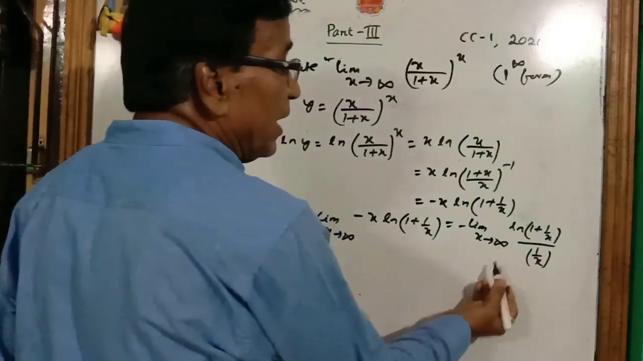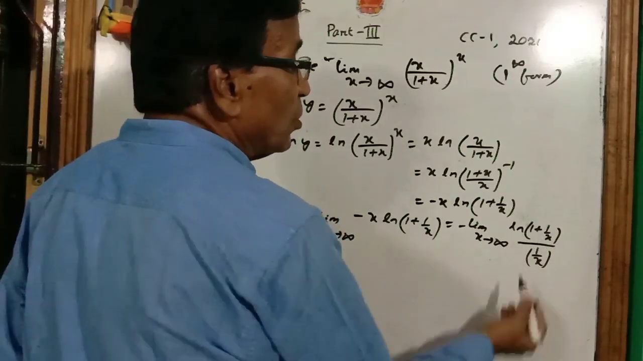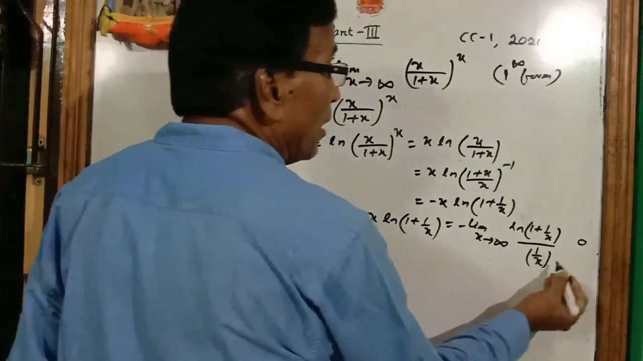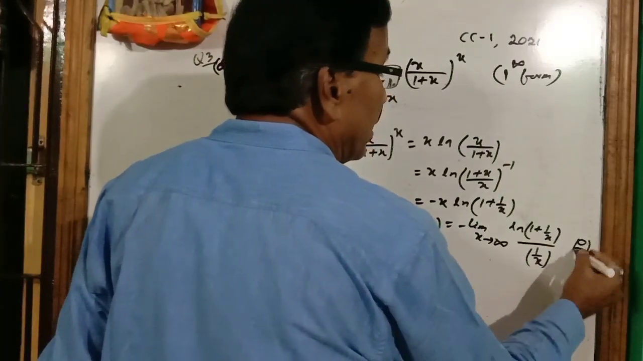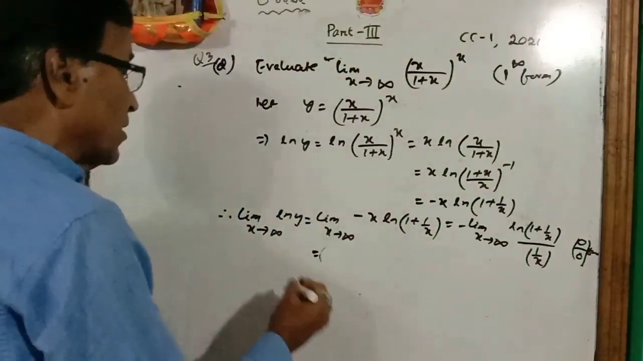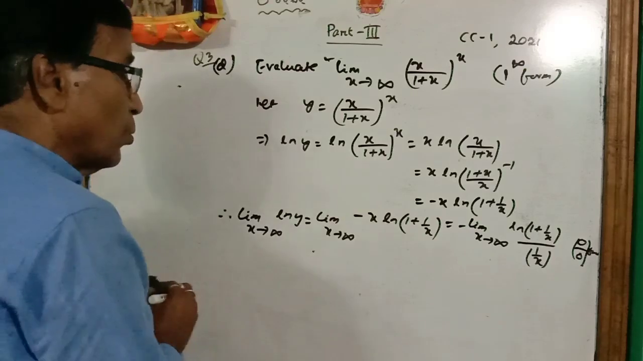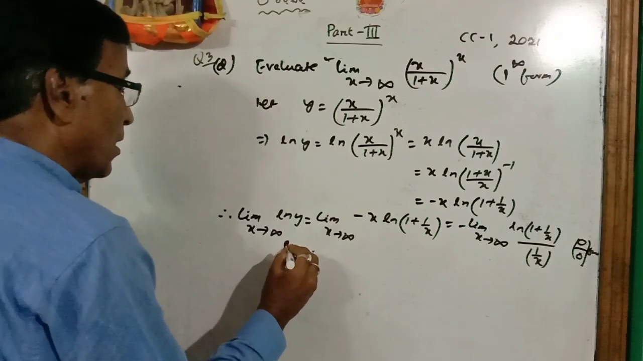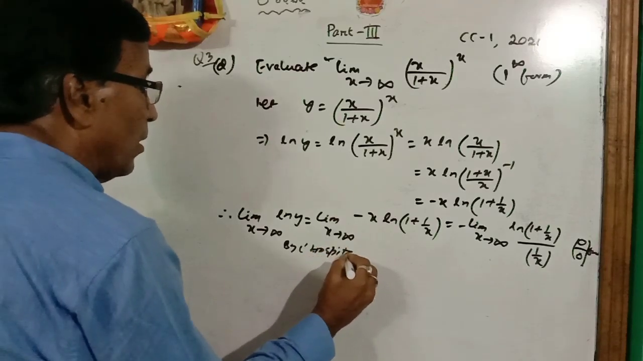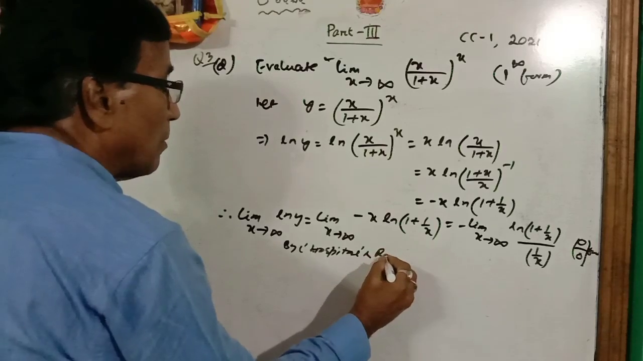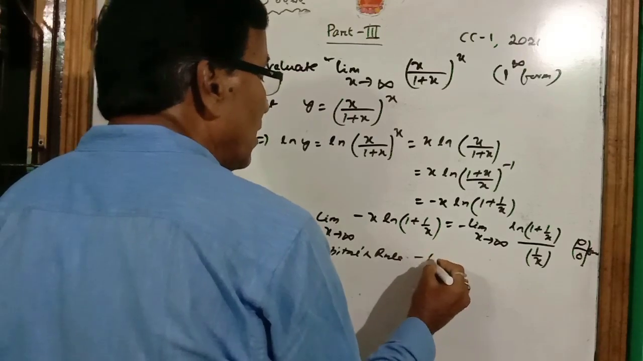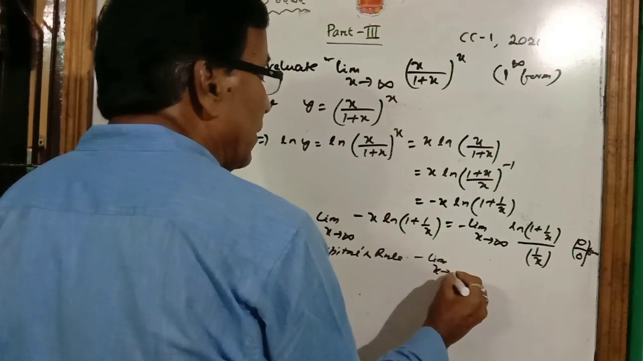Now here you see that when x tends to infinity, 1 by x tends to 0, and log of 1 is equal to 0. And the denominator 1 by x also tends to 0. So the given limit is of the 0 by 0 form. Now we can apply L'Hospital's rule. So by L'Hospital's rule, we get minus limit as x tends to infinity.